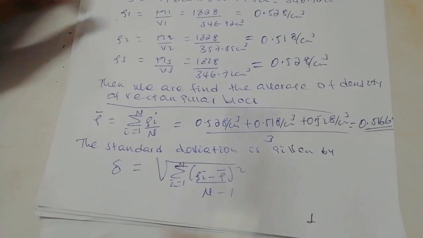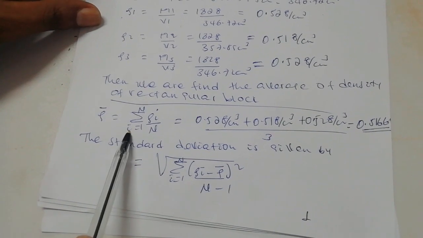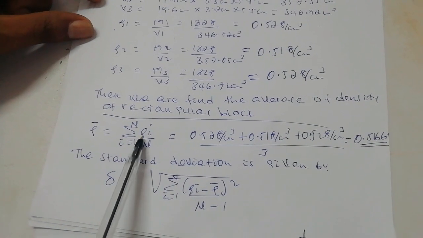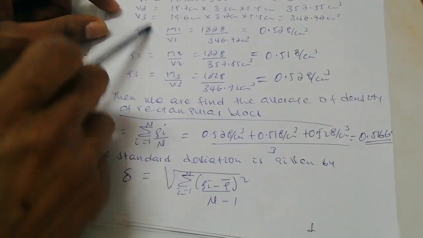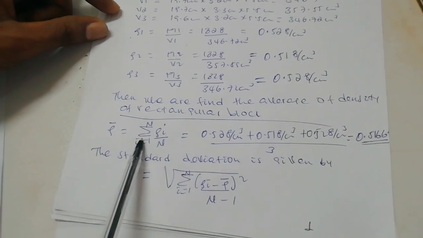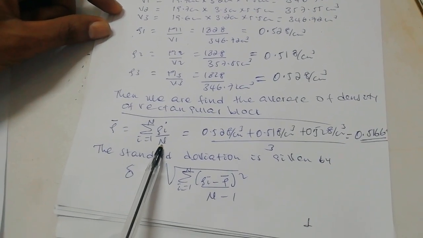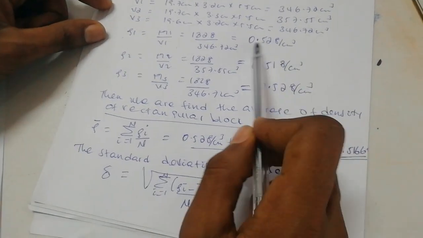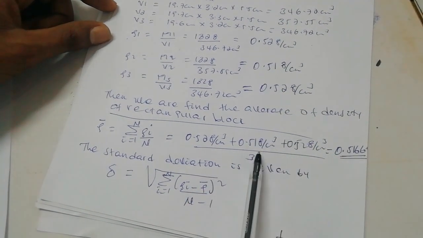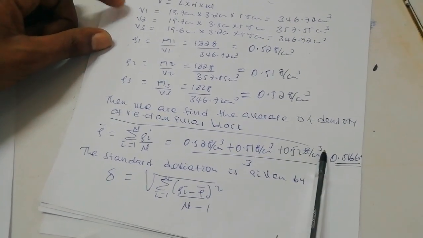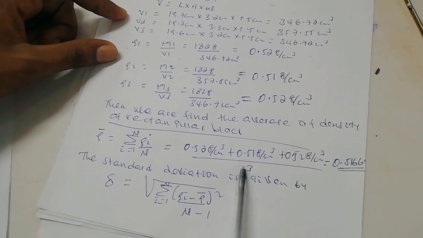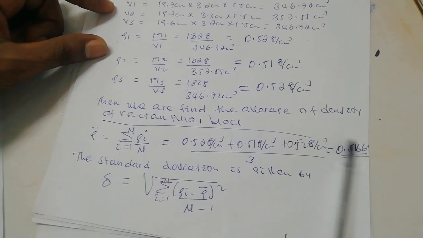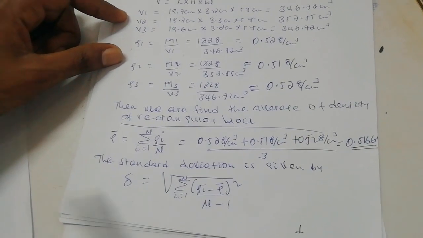The density mean value is equal to the summation from i equals 1 to n of the individual measurement densities divided by n. The individual measurement means we measure the density three times, we take the summation of the densities divided by n, the number of measurements, which is three. So the mean is (0.52 + 0.51 + 0.52) gram per centimeter cube divided by three, which is around 0.5166 gram per centimeter cube. This is the mean density of the rectangular block using the meter stick.